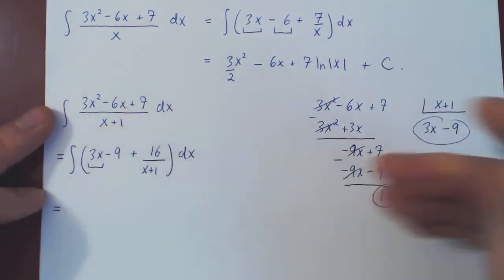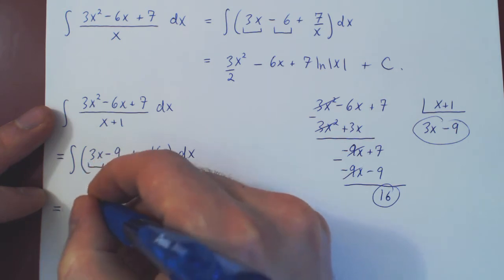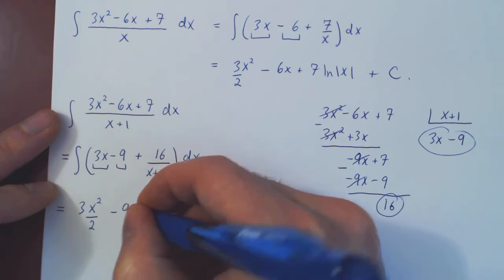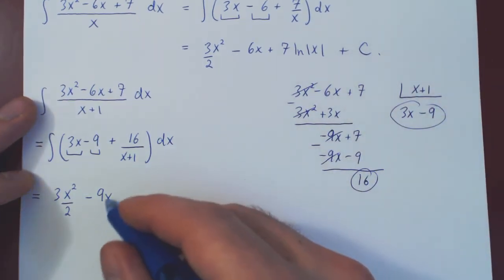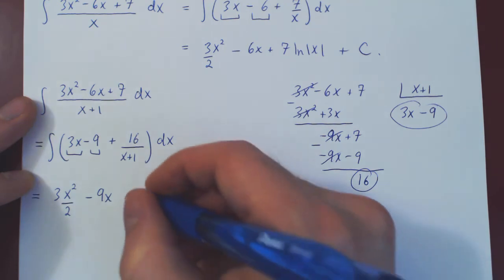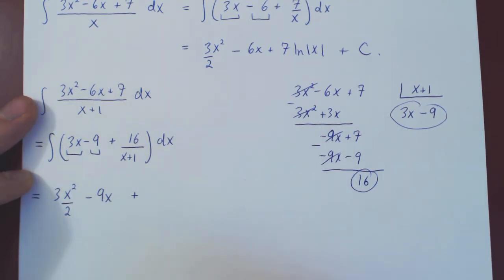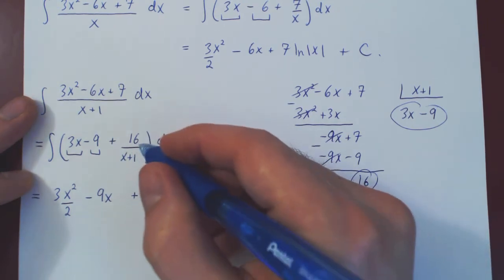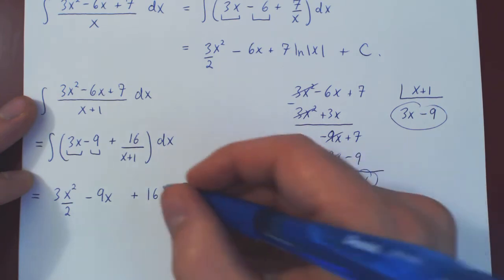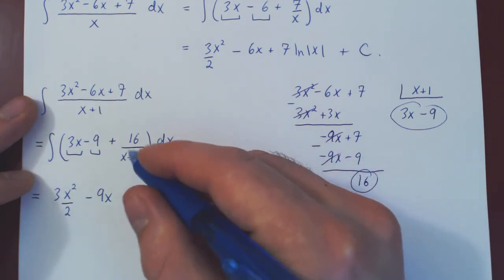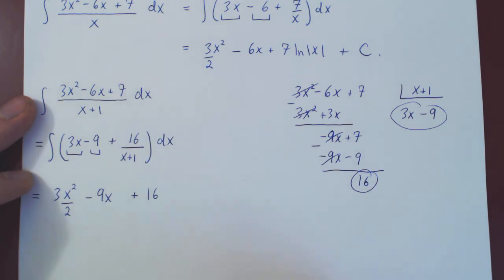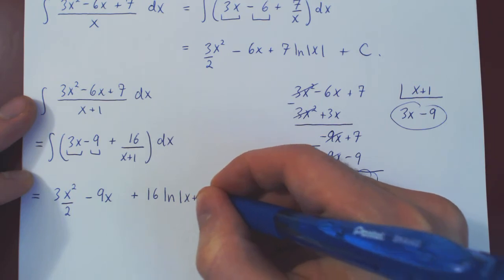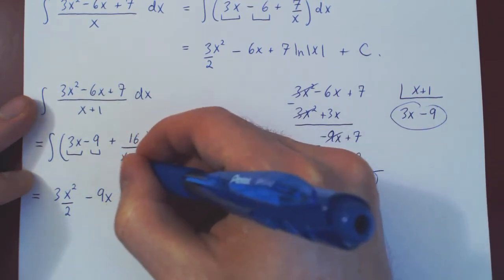So let's integrate first 3x. Power rule: 3x squared over 2 minus the integral of 9x, as the derivative of 9x is 9, plus, and here's where we'll make a guess. The 16 is this constant multiple, so it stays there. And now we're looking for a function whose derivative is 1 over x plus 1. Well, if it were just 1 over x, we'd guess ln of absolute value of x. So here we'll guess ln of absolute value of x plus 1. And of course we add our plus c.